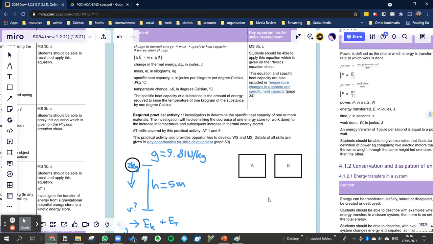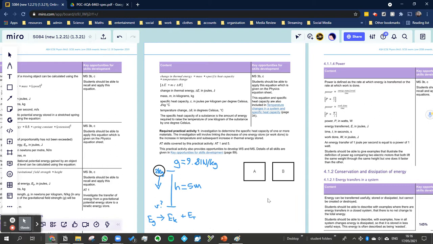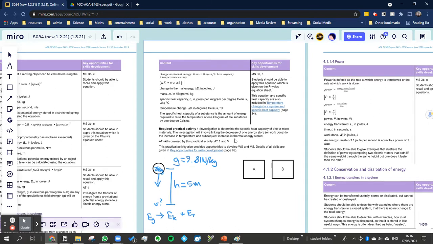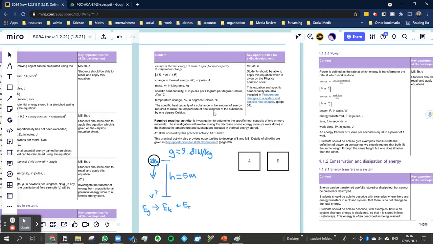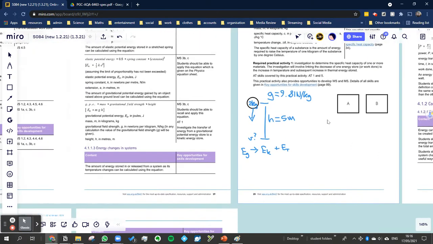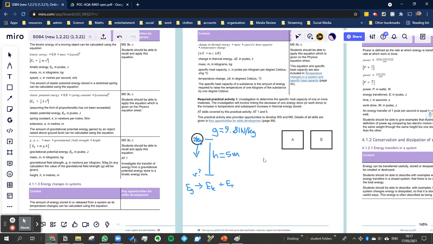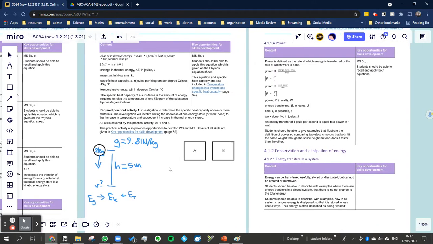There is some more complicated stuff about specific latent heat, which comes into it as well. I presume it's in this topic as well, although I don't see anything. It's definitely in the exam specification. I don't see anything there. It might come up in the different unit instead. But let's go on.